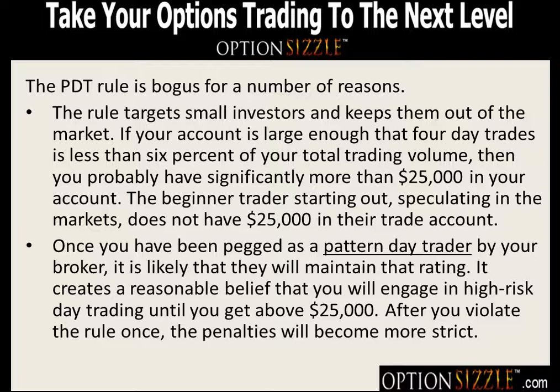Once you have been pegged as a pattern day trader by your broker, it is likely that they will maintain that rating. It creates a reasonable belief that you will engage in high-risk day trading until you get above $25,000. After you violate the rule once, the penalties become more strict.